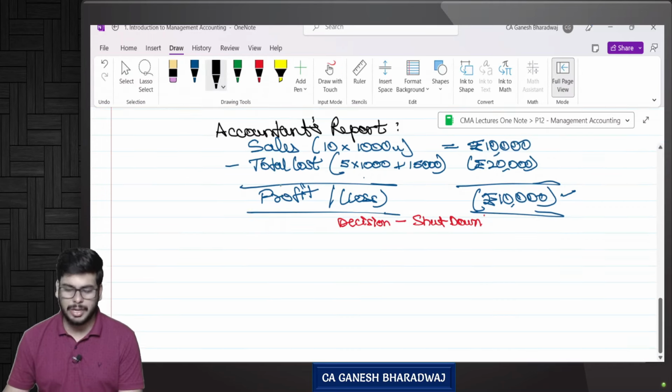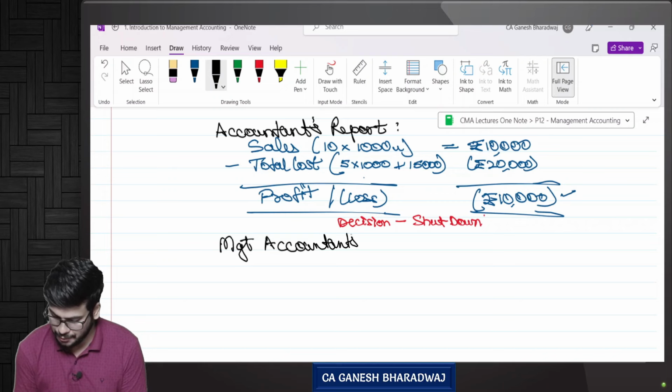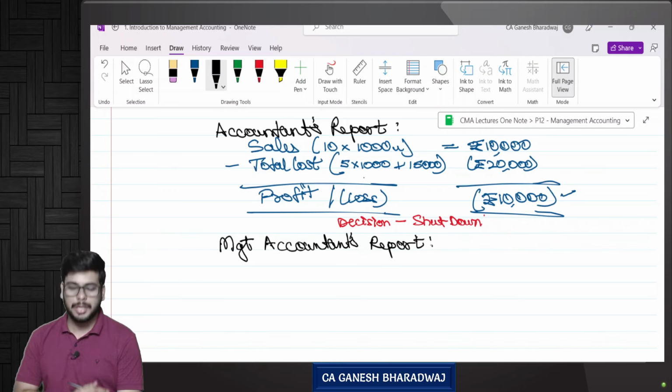This is a very good example, not there in your study material and all. I feel that this is the right way to actually learn the subject. So if you were a management accountant, and if you were to prepare a report, now I will tell you how you will prepare the report.